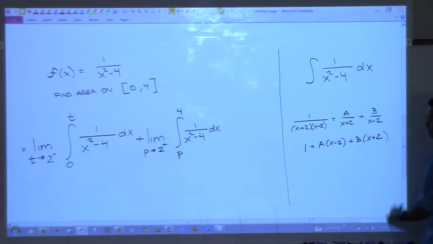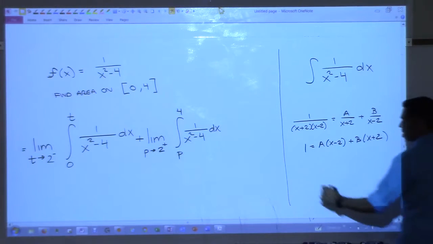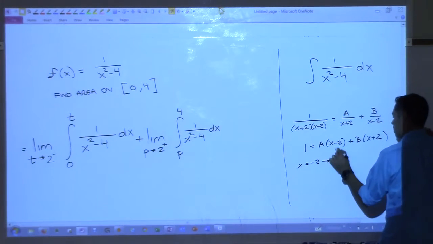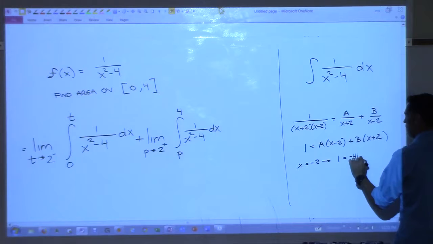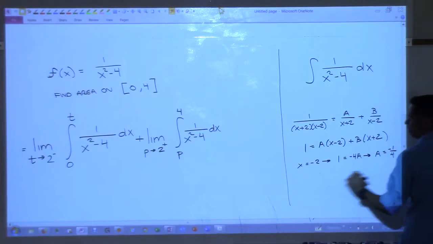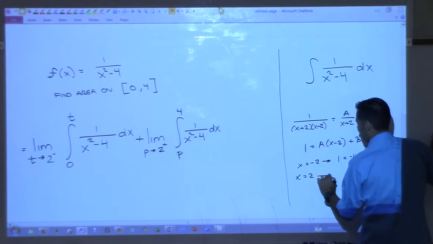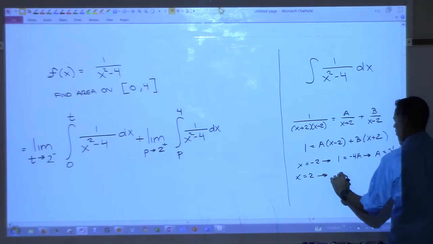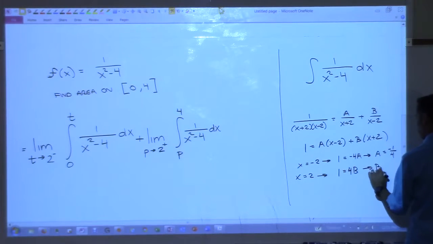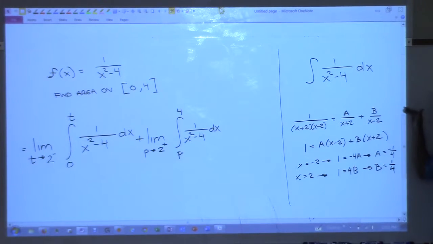This was the one we could use a super shortcut on. So if x is equal to negative 2, we get 1 equals negative 4A. I'm only writing this detail on the board because I expect you could do this. I just want to go fast through it. Does that all look familiar as to what you would do here? Okay. So I know what A and B are, and I can go plug them in here.